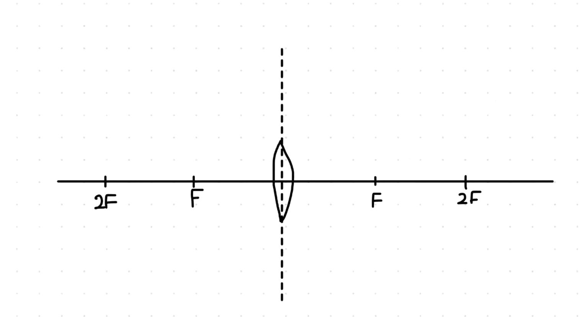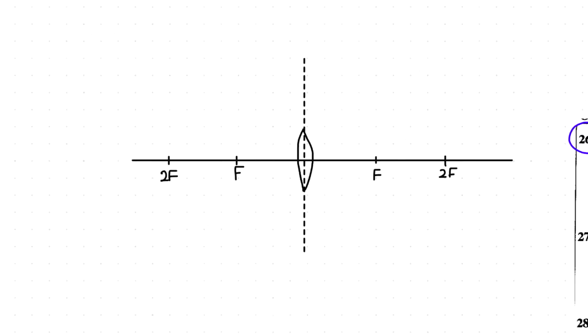Where did you place the object? Where did you place the object? Quickly tell. Do we place it between the lens and the focal point, or on the focal point, or between the focal point and 2F, or on 2F, or beyond 2F? Where should the object be placed?